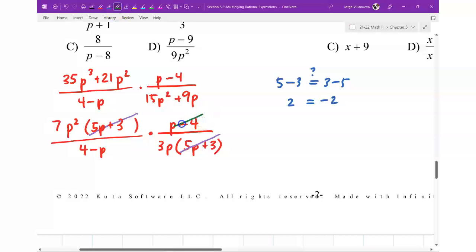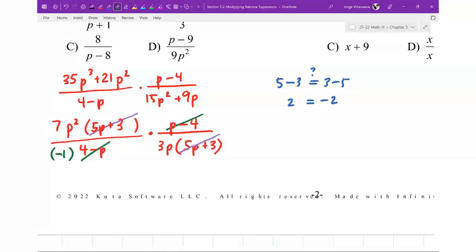I'm going to cancel p minus 4 and 4 minus p, even though they're not the same. But look what I'm going to do. I'm going to put a negative 1. I'm basically saying I'll cancel them, but I know the difference should be a negative 1. Because the only thing that's different is a negative. Right? Think of it. 10 minus 5 is 5. 5 minus 10 is negative 5. 100 minus 10 is 90. 10 minus 100 is negative 90. The only difference is a negative.